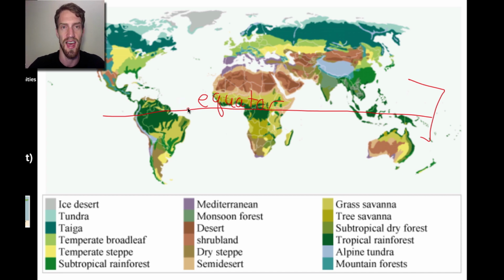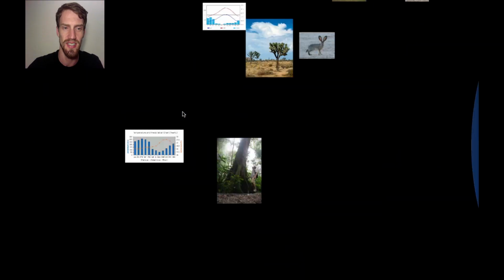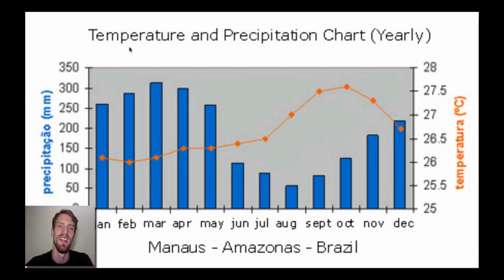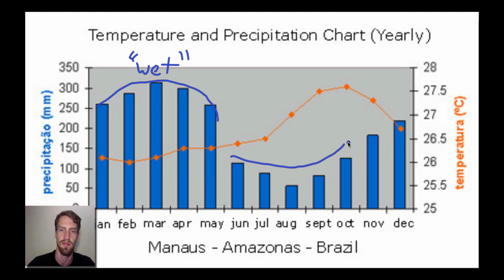Let's take a look at one of my favorite places, the Amazon. And so we can see the temperature and precipitation chart for this. Now they have a really intense wet season down in the Amazon. This is the wet season where it just rains quite a bit. And then they're going to have a bleak season. So this is their dry season.